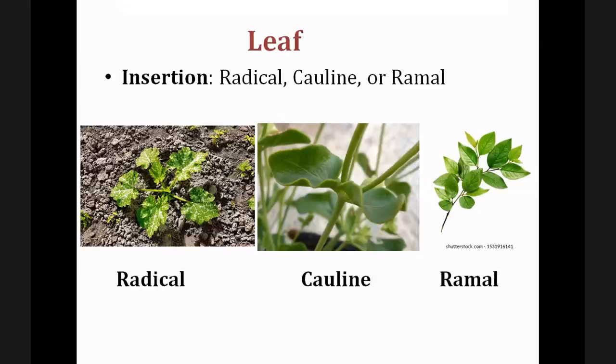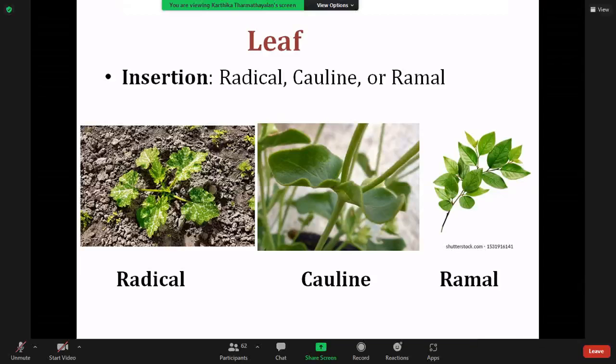In the cauline leaves, the leaves are attached to the above ground stem, and these leaves are directly attached to the stem. They have no petioles. The leaf blade is directly attached to the stem. There is no petiole. That leaf we call a sessile leaf. Absence of petiole, we call it a sessile.